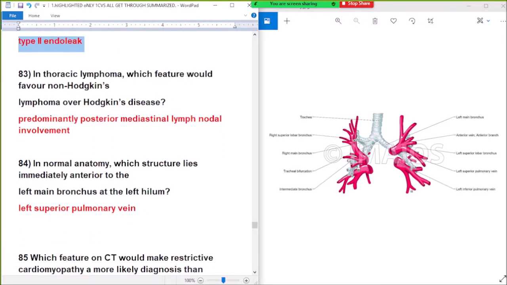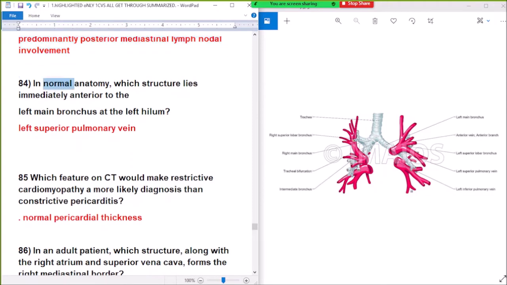Question 83. In thoracic lymphoma, which feature would favor non-Hodgkin lymphoma or Hodgkin disease? Predominantly posterior mediastinal lymph nodal involvement.